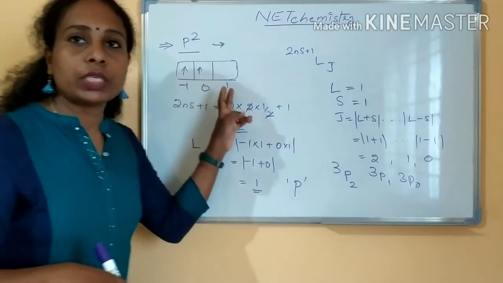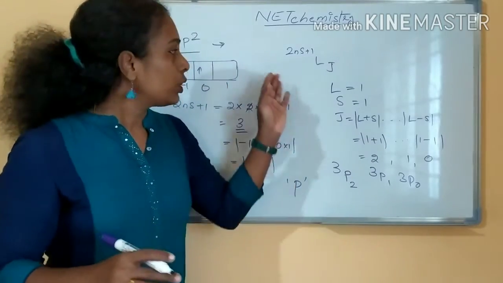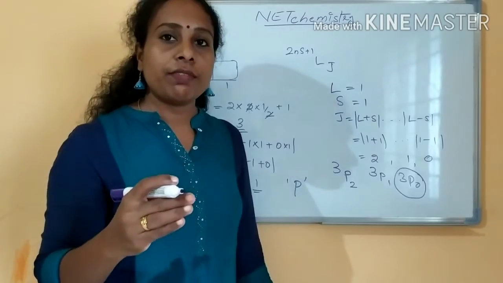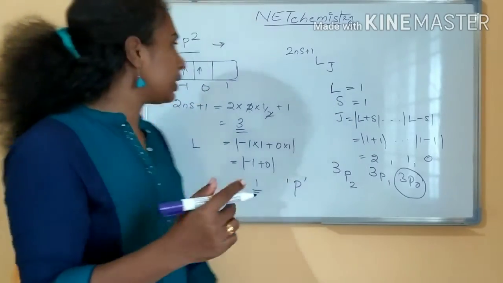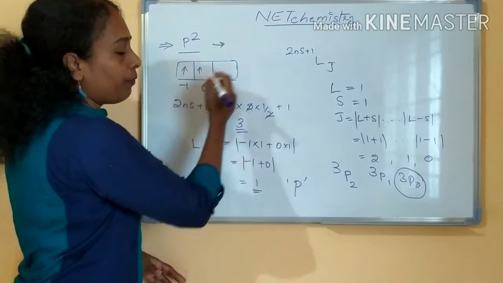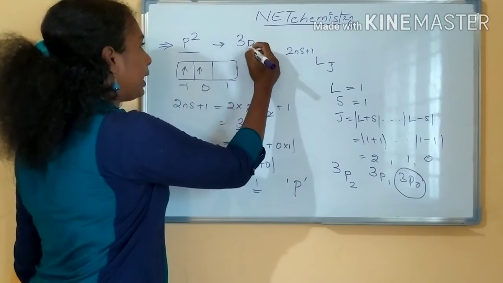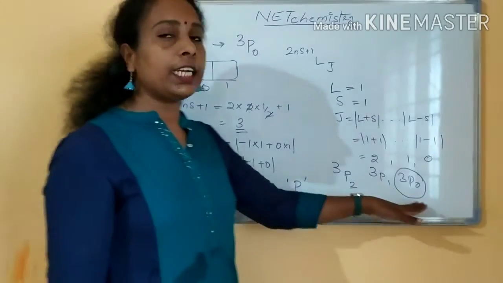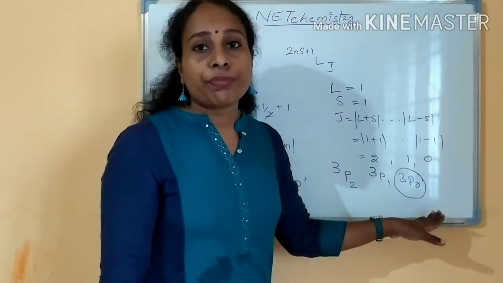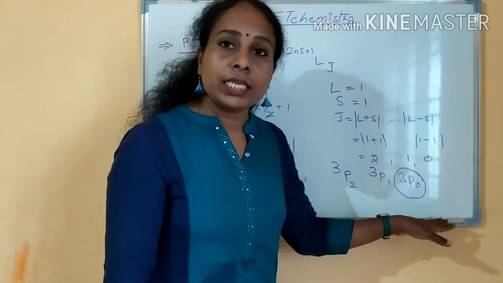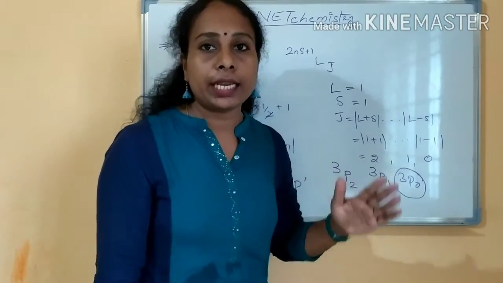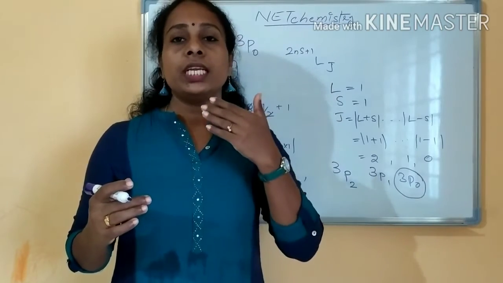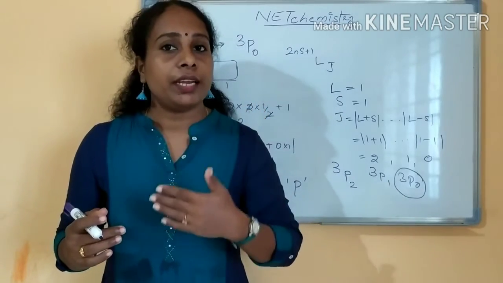So here, if you see the p2 configuration, it is less than half filled. So you will be taking the first J value for the ground state term symbol. For the p2 configuration, you will be getting 3P0 as the ground state term symbol. You will be getting three term symbols. Out of that, the ground state term symbol is 3P0, right? Clear? If you are seeing the carbon family, carbon, silicon, germanium, tin and lead, right?